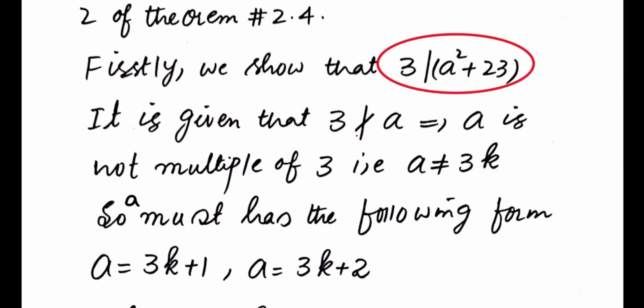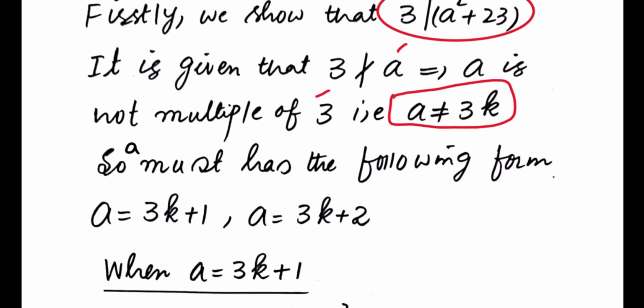It is given that a is not divisible by 3, that is, 3 does not divide a. It means a is not a multiple of 3. So this shows that a cannot be of the form a = 3k. So a must have the following form: if a does not have this form, then a has the form 3k + 1 or 3k + 2.